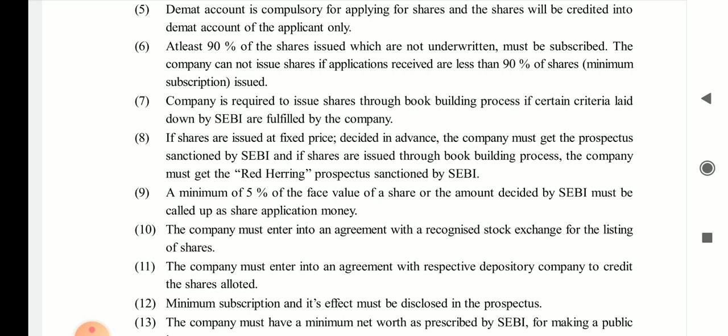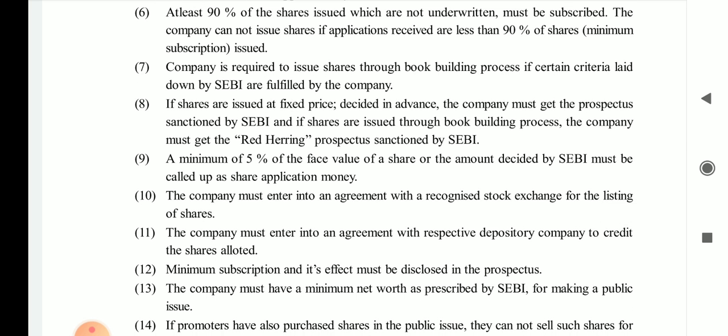The company cannot issue shares if applications received are less than 90% of the shares. That is the minimum subscription. See, if you have issued 1 lakh rupees of shares, at that time compulsorily 90,000 rupees of applications should be collected. Otherwise, it will not be considered legal. Otherwise, the company has to compulsorily shut down their business. If the company has collected 90,000 rupees as per the rules, 90% of the whole issue, they will commence business. Otherwise, they will not commence business.